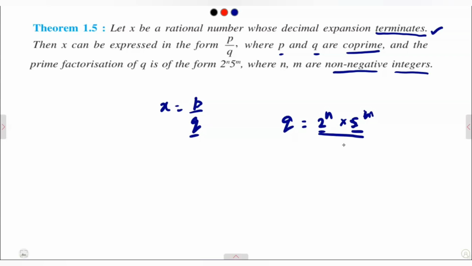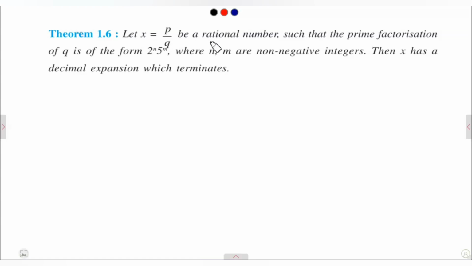Whereas the reverse of theorem 1.5 is theorem 1.6. Let us go to theorem 1.6. Let x equal to p by q be a rational number such that the prime factorization of q is of the form 2 power n into 5 power m, where n and m are non-negative integers. Then x has a decimal expansion which terminates. Observe this statement. If p by q is a rational number where the denominator has the prime factorization like 2 power n into 5 power m, then that decimal expansion definitely terminates. So this is theorem 1.6.